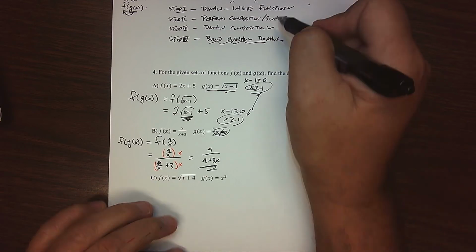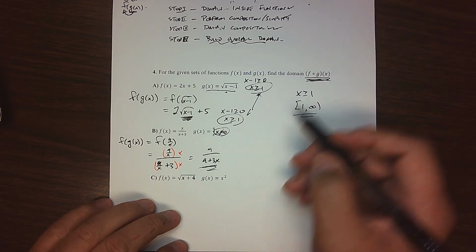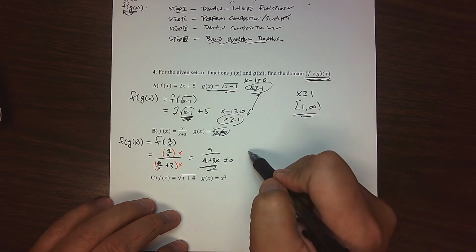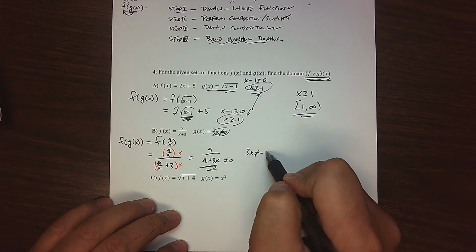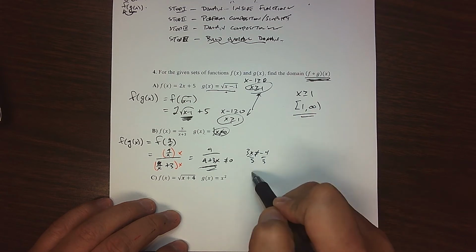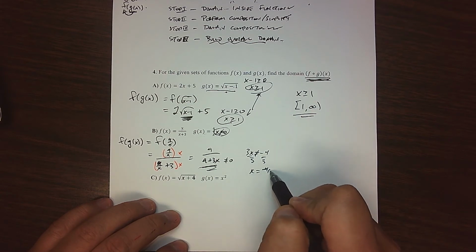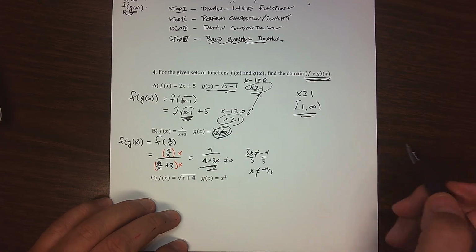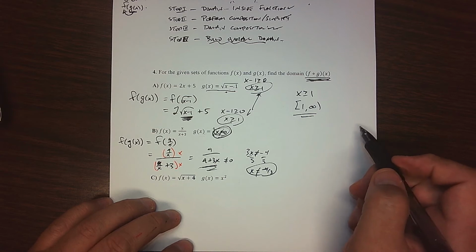Of course, now that we've got the composition, what's the domain of it? Well, it also has a division by 0 problem. So solving that, we get 3x can't equal negative 4. Dividing by 3, we get that x can't be equal to negative 4/3. So x can't be equal to 0. X can't be equal to negative 4/3.